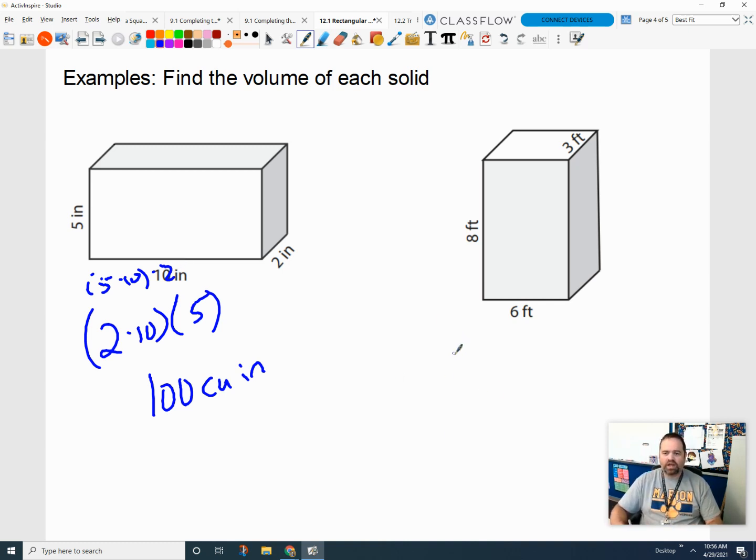All right, so last one here. This bottom is 6 by 3, and then it is 8 feet tall. It's a big box. So 6 by 3 by 8 is 144 cubic feet.